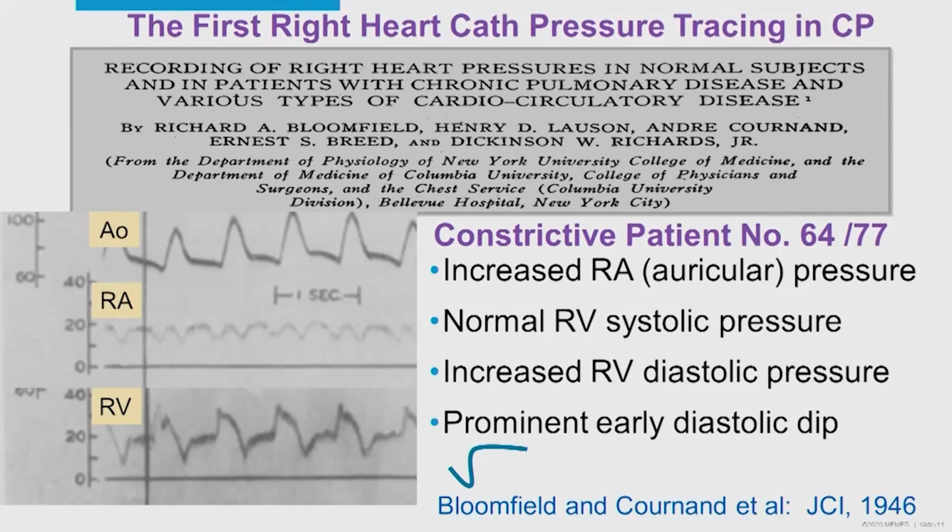When they presented this patient, out of a 77 case illustration, number 64, with constriction, they reported the increased right atrial pressure, normal RV systolic pressures, and increased RV diastolic pressure because of the limited diastolic filling, and also a very rapid rise of the early diastolic filling with a plateau, creating the square root dip and plateau sign as you see in this pressure tracing. That was 1946. But soon after that, many papers came out.